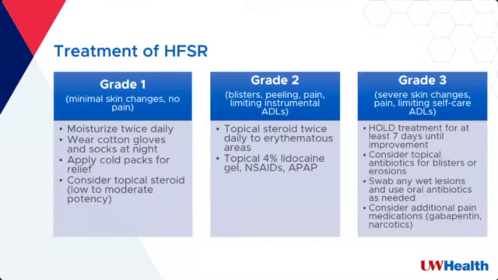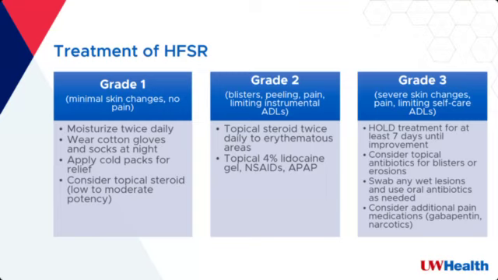For our grade 1 hand-foot skin reaction with minimal skin changes and no pain, the recommendation is to moisturize twice a day. Again, wear those cotton gloves and socks at night. We can apply cold packs for relief as needed and consider topical steroids. For grade 2 hand-foot skin reactions, consisting of things like blisters, peeling, pain, things that are limiting instrumental activities of daily living, the recommendation is topical steroids twice a day to those erythematous areas. We can also employ things like topical lidocaine, NSAIDs, and Tylenol to manage pain.